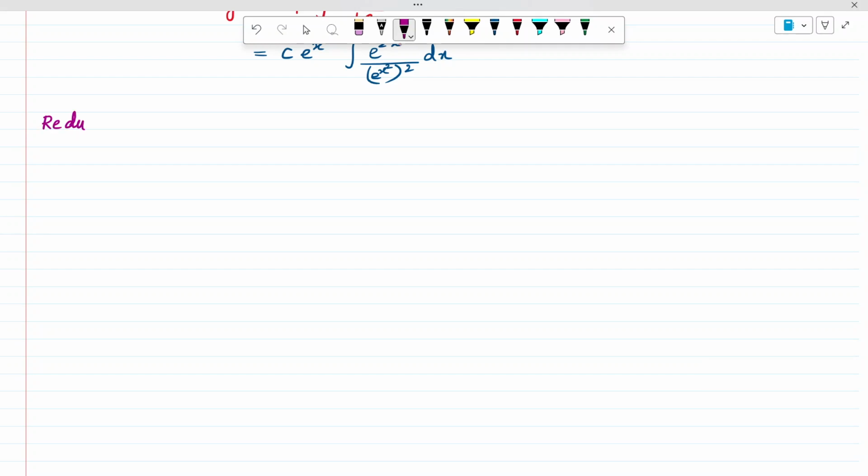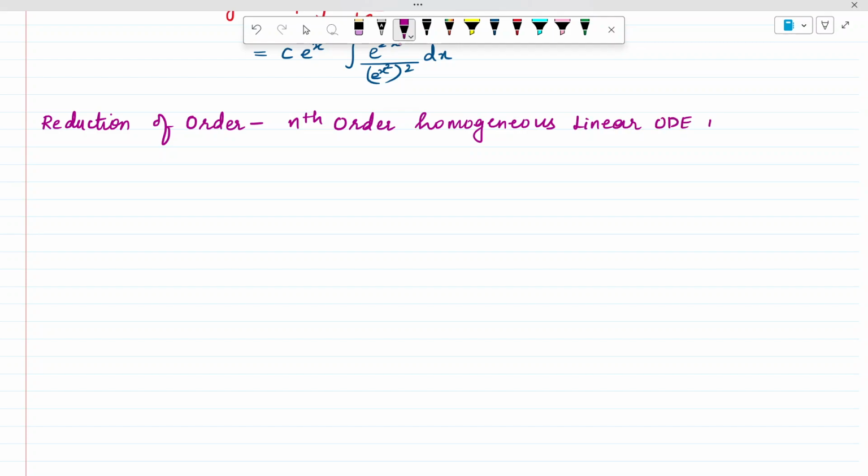We're looking at reduction of order itself, but this time it is nth order homogeneous linear ODE with variable coefficients. Okay. So let's start with the basic assumption.